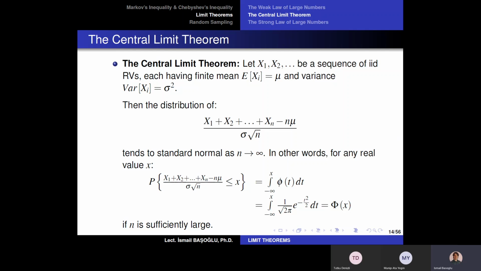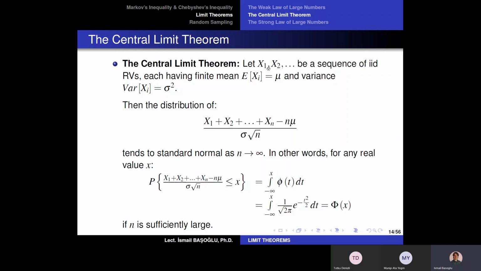So we are going to talk about the central limit theorem now. What does the central limit theorem say? Actually, maybe you have heard about the central limit theorem in the earlier courses of simulation, and also at the times that you have taken the statistics course.